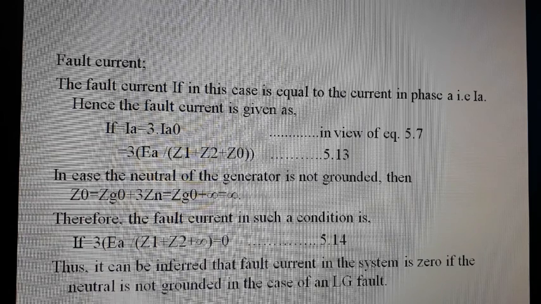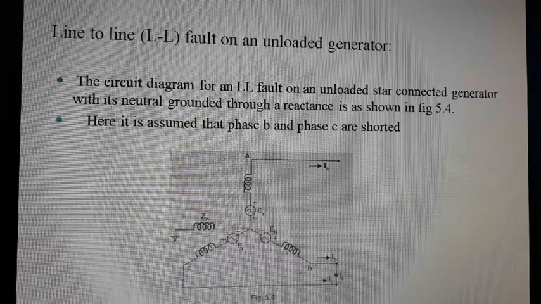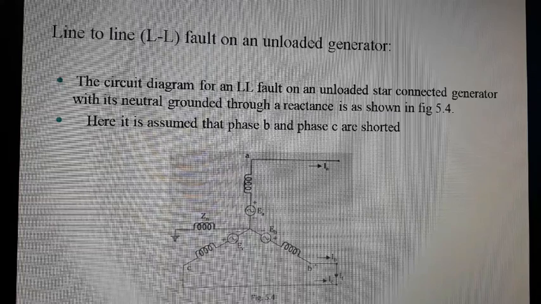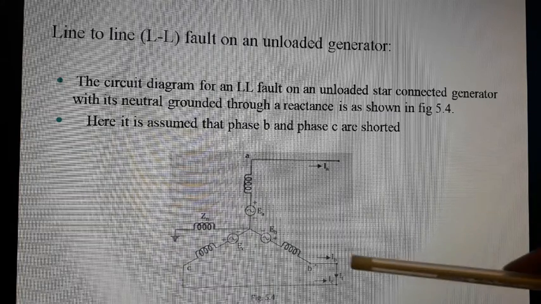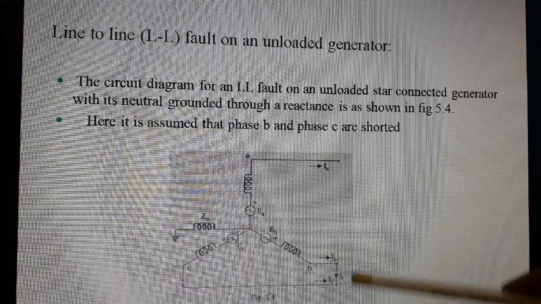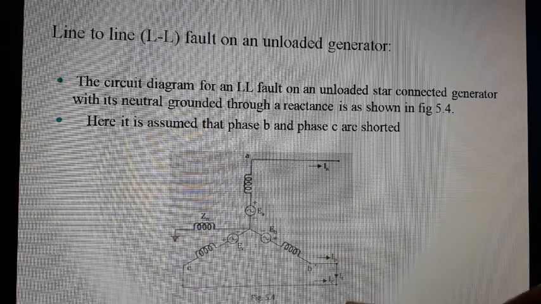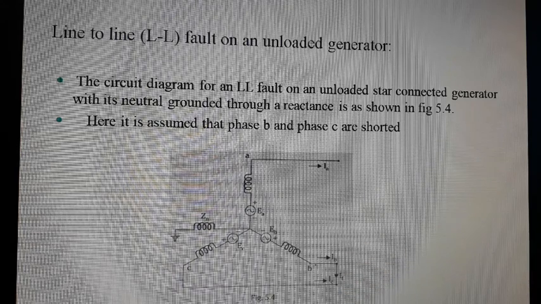Now going to the next type of fault, that is line to line fault on an unloaded generator. Here we assume two lines, B and C, are shorted. So this is a line to line fault. It does not involve ground, so only line to line fault. The circuit diagram is shown in this figure.